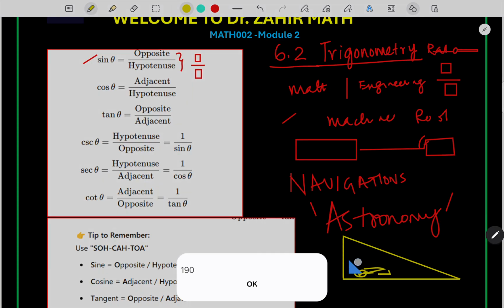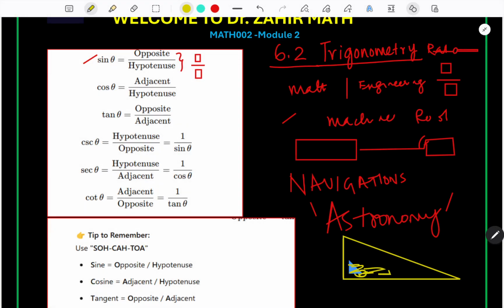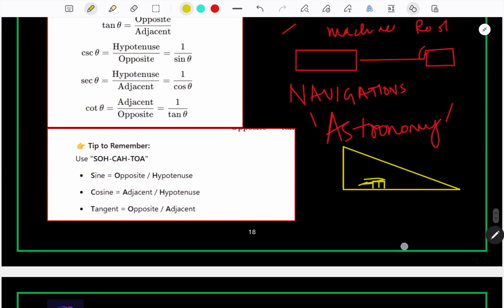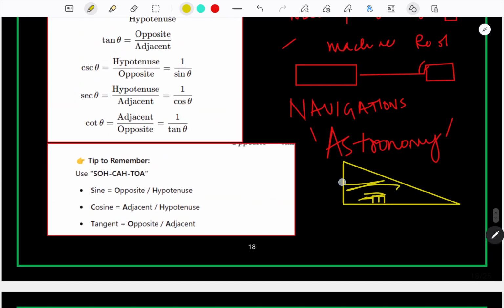What happened? Wait a minute. So let me draw the triangle again. Let me draw the triangle in this place. Let me erase this. Sorry.